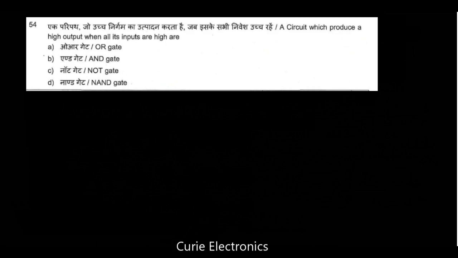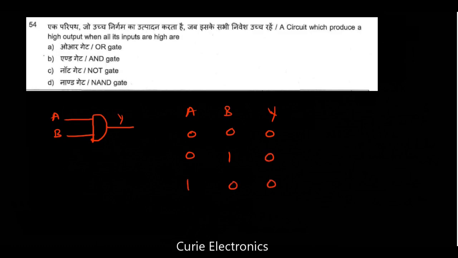Question number 54. A circuit which produces a high output when all the inputs are high. That is the AND gate. A and B are the two inputs of the AND gate. If you write the truth table with A, B and Y: 0, 0, both inputs are 0, output is 0. 0, 1, also 0. When both the inputs are high, we get 1. That is the AND gate. If you take the complement of this AND gate, you will get the NAND gate.